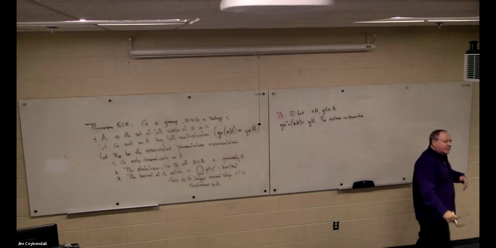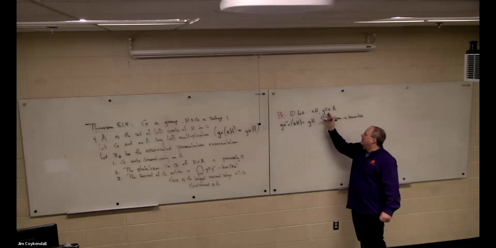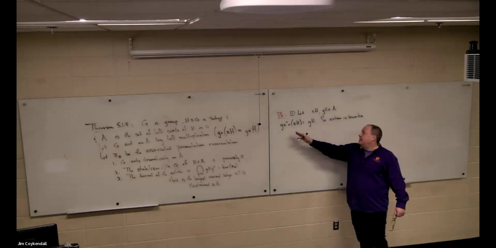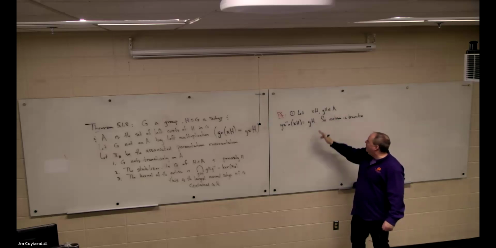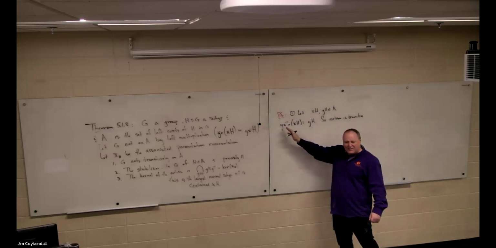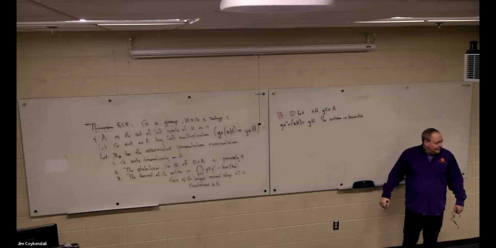Remember, what it means to be transitive is there's only one orbit, or given any two elements of the set you're acting on, you can find something in G that takes this to this. Well, given my xH, my yH, all I have to do is finagle this a little bit such that this thing hitting this equals that, and there you go. So it's transitive. Everybody okay with that?